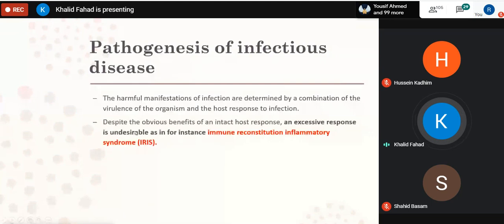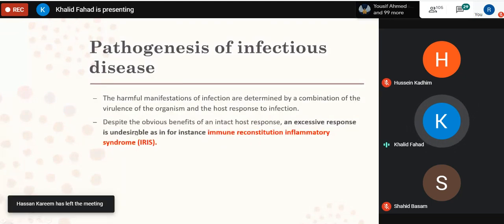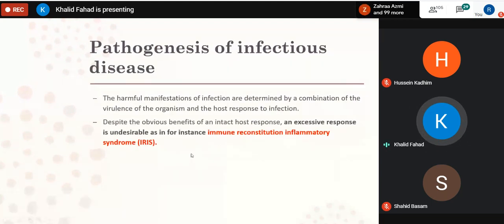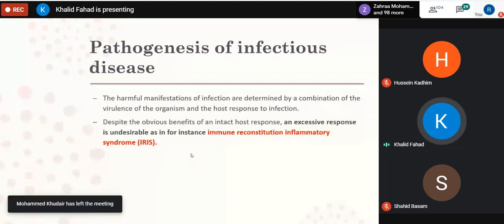Despite the obvious benefits of an intact host response, an excessive response is undesirable. For instance, the immune reconstitution inflammatory syndrome, IRIS, occurs in a patient with HIV infection who has a good immune response. So it will be an excessive disease.